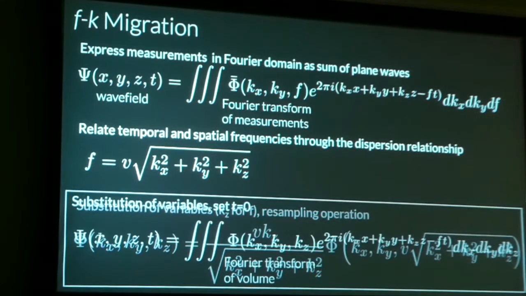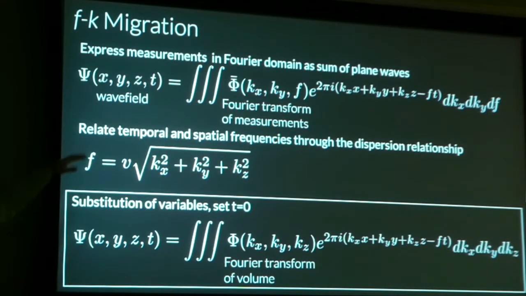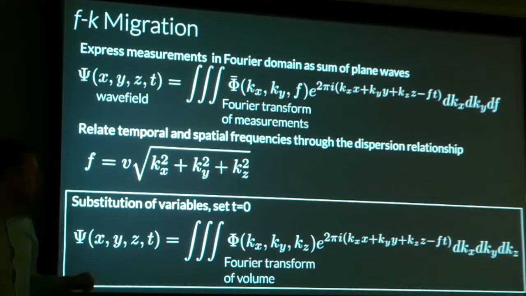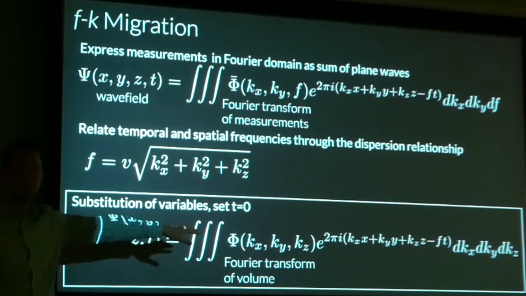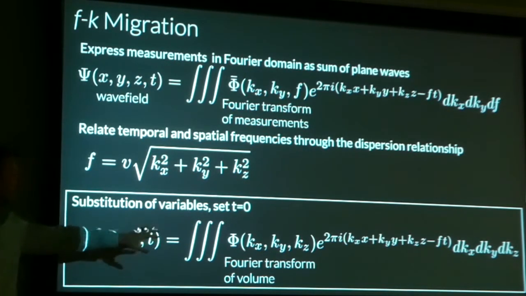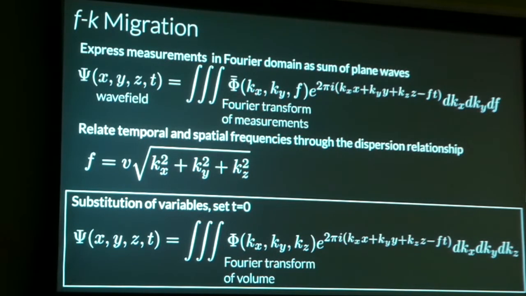And doing this allows us to rewrite this top equation after the substitution of variables as the Fourier transform of the volume. So here, if I were to perform the substitution of variables, I set time equal to 0, and this then becomes an inverse Fourier transform, and I recover this wave field at time equals 0, which is actually just the geometry.